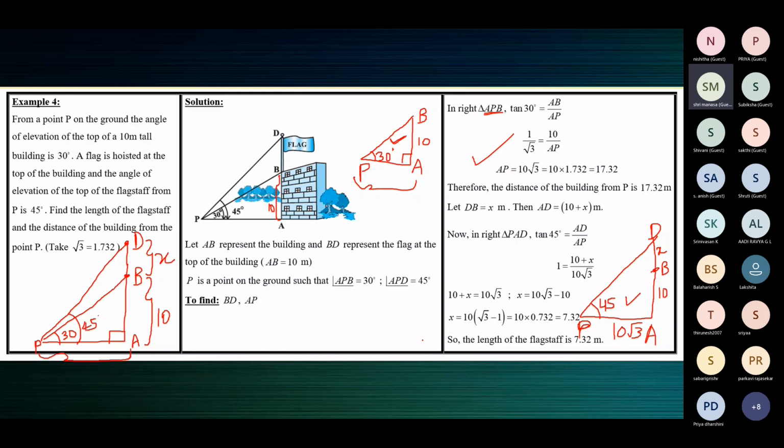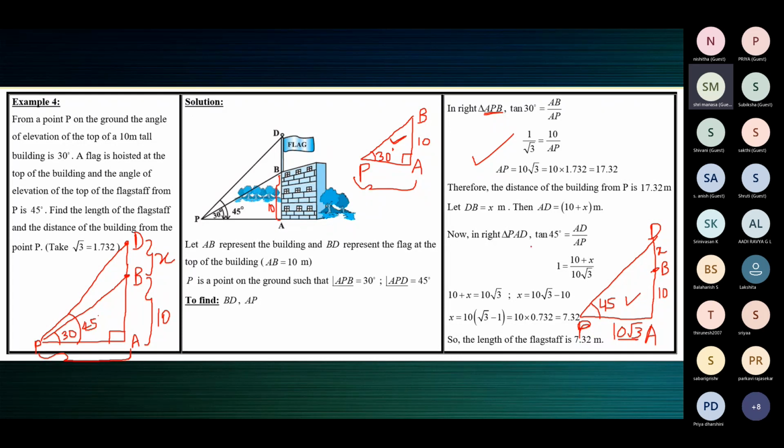But in cases where working one triangle first will be beneficial, do that. So in this situation, working with the 30 degrees triangle is useful because you can find AP, because you know one angle and one side fully, AB. You can find AP, and that information we're using in the second triangle. AP is 10 root 3 here. This is 10 and this is the X, 45 degrees.